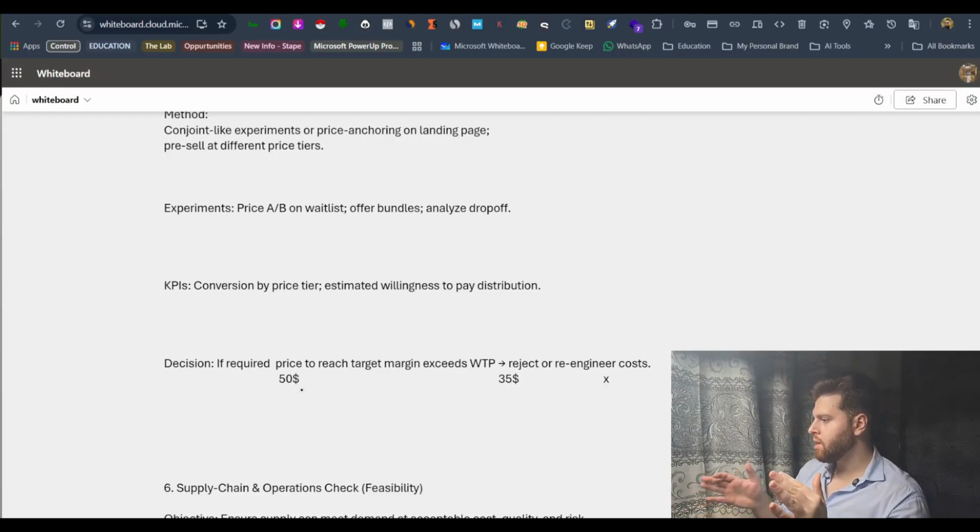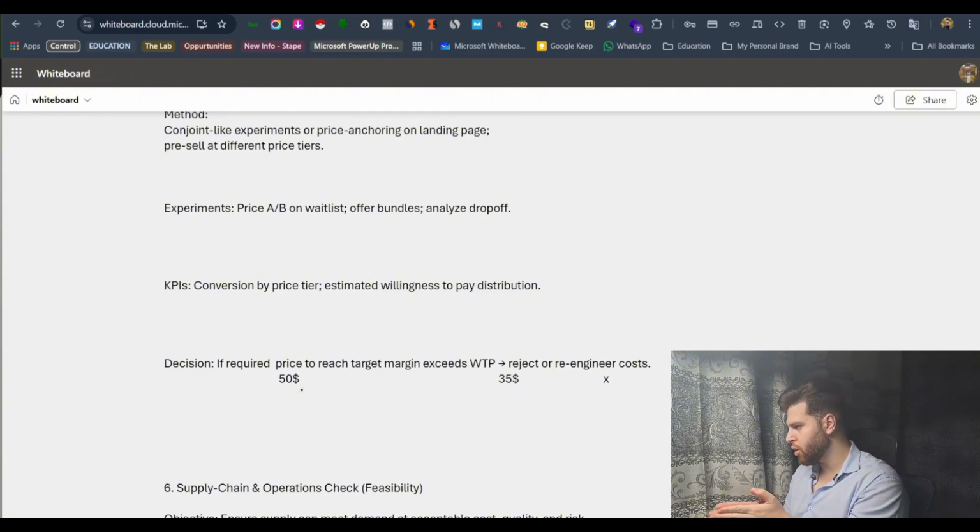Because let's say that in order for you to become profitable or break even, you need to sell the product for $50, but with your testing, you found out that the willingness to pay, as an average metric, is $35. Just leave it. Or you can search for a different vendor that might sell it to you at a lower price, so you can meet the willingness to pay in the middle. It would be very good.